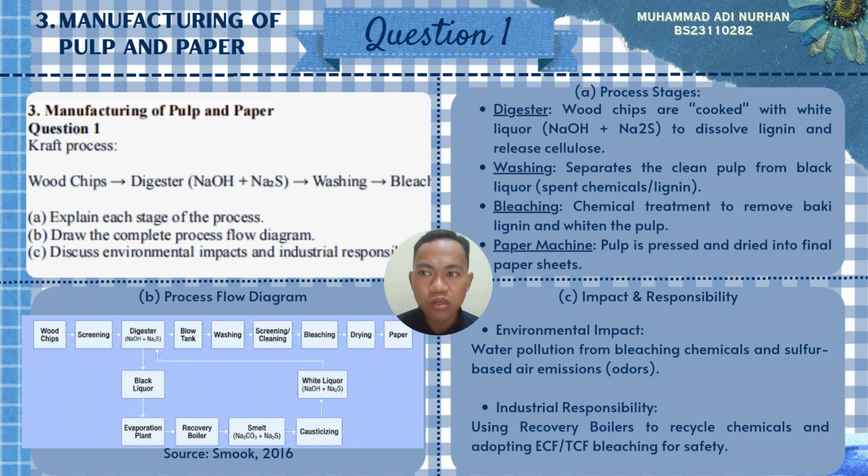Instead of disposing of the used chemicals, or black liquor, the mill processes them through an evaporation plant and a recovery boiler. This allows us to regenerate our own white liquor right on site. This closed-loop system is our primary industrial responsibility. By recycling 99% of our chemicals and using safer bleaching methods like ECF, we can solve the historical problem of water pollution and sulfur odors while keeping the mill sustainable.